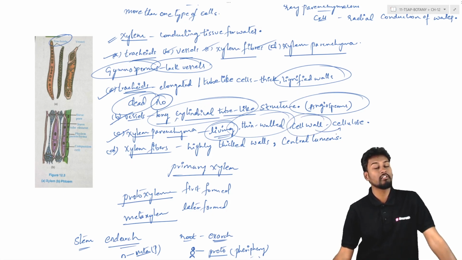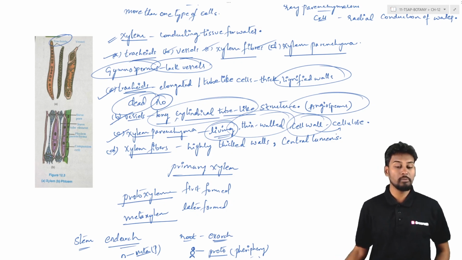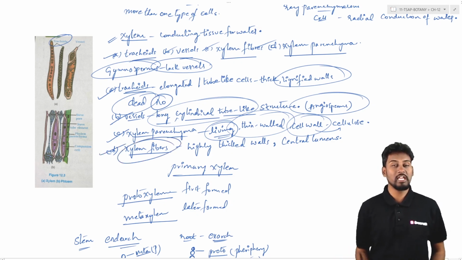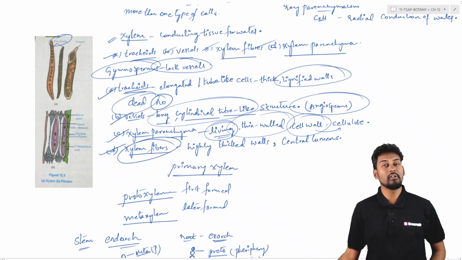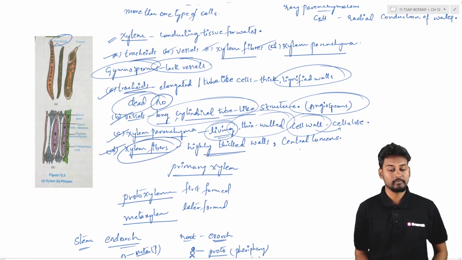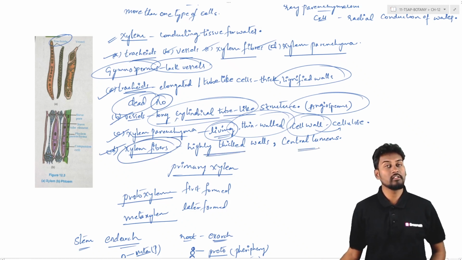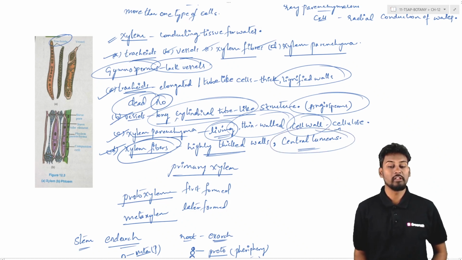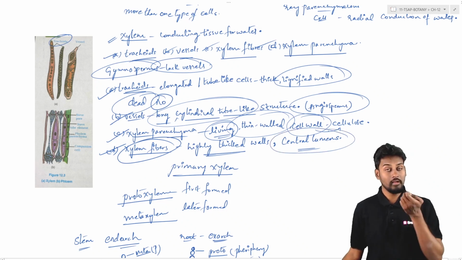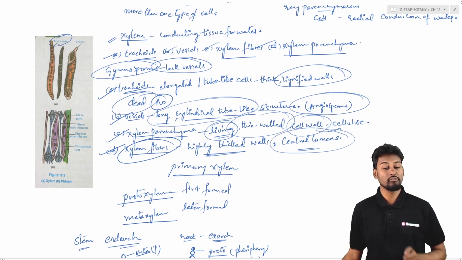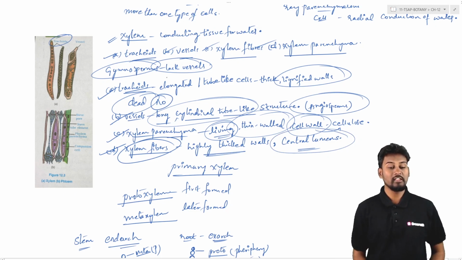So it is called as living cells, and they are the ones which have a thin cell wall, as the cell wall consists of cellulose deposition. And the final one is the xylem fibers. The xylem fibers are involved in conducting water, and they have highly thick cell walls, and also they have central lumens, meaning central gaps, in the case of xylem fibers. So here we can see these are the 4 different types which are generally observed in the case of xylem.